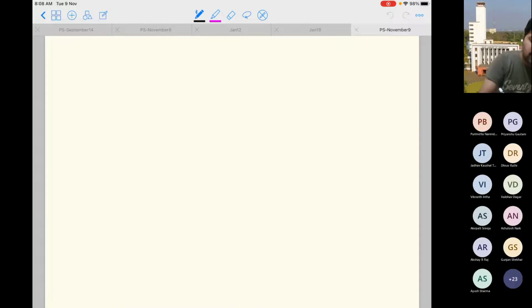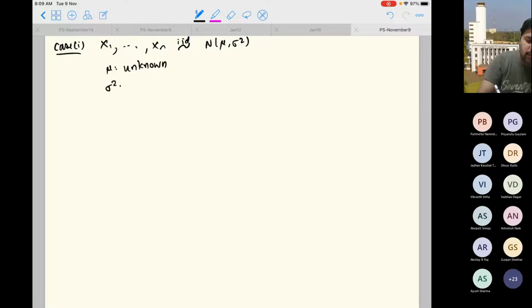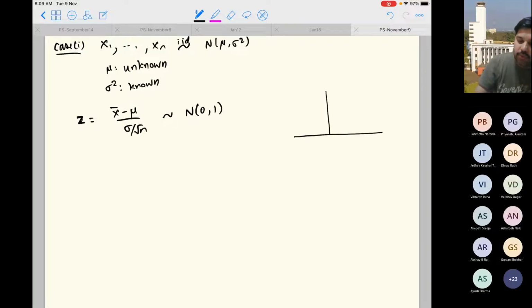But before we go any further, in the case one that we had seen yesterday, x1 up to xn is a random sample from normal mu sigma square, with mu unknown and sigma square known. Then we have seen that Z is equal to x bar minus mu divided by sigma by root n. This Z follows normal 0, 1. We had seen that yesterday. And suppose this is 0, this is the PDF of normal 0, 1.